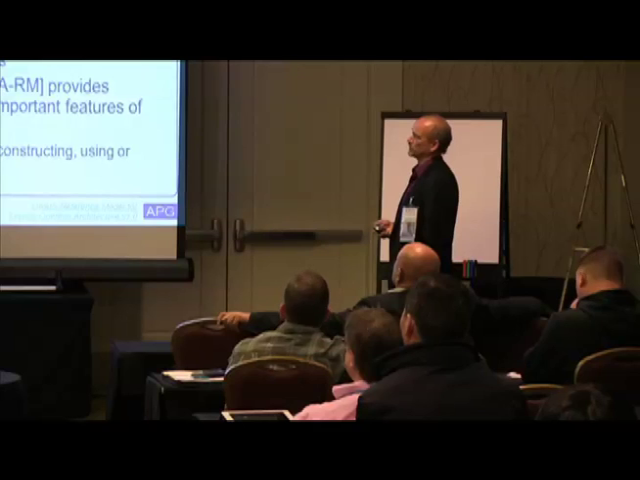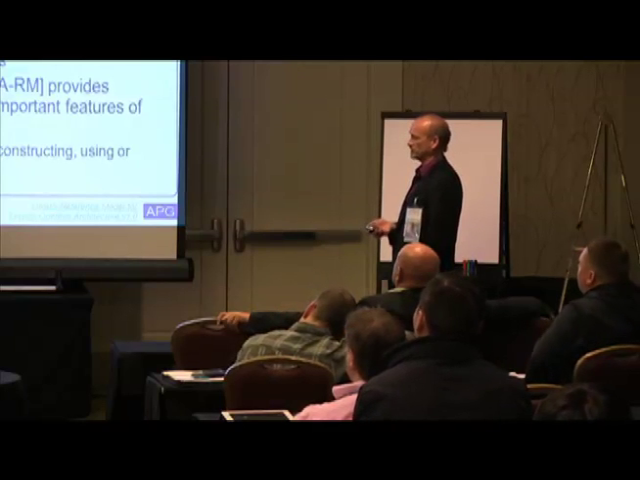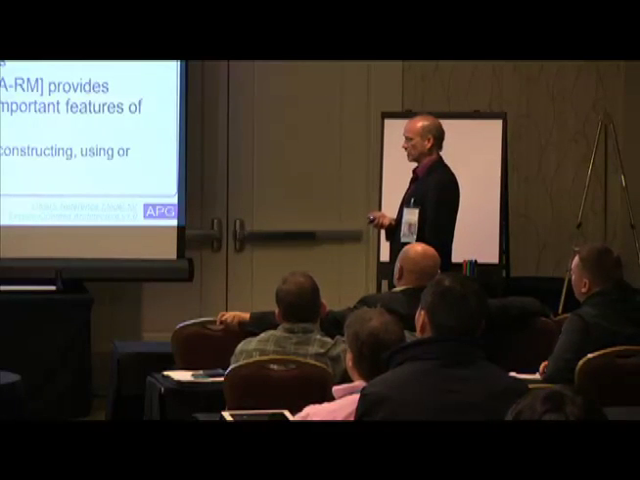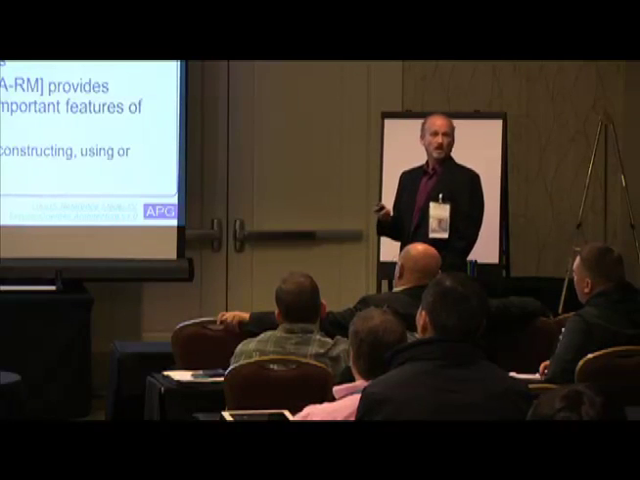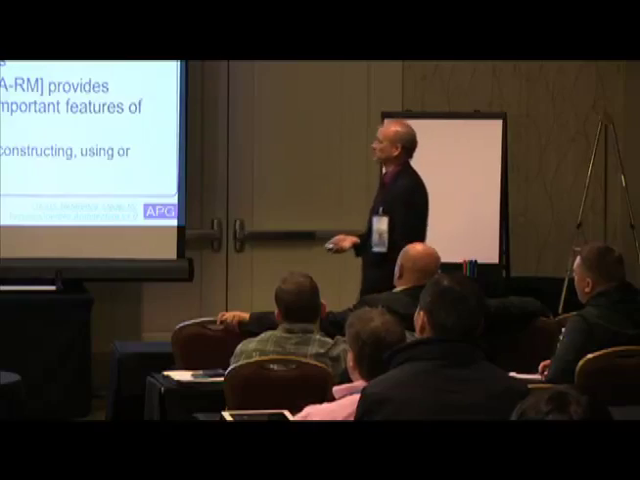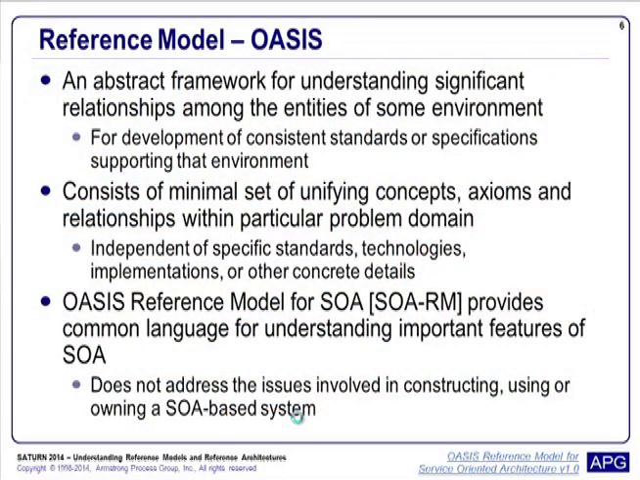But I thought it was pretty positive to see that at least OASIS had gone through some trouble to try to figure out what these things were and write them down. And the definitions, I think, are pretty easy. So a reference model is an abstract framework for understanding significant relationships among entities. For the use, it makes a lot of sense. For developing standards or specifications, it consists of a minimal set of unifying concepts and other things within a particular problem domain that's independent of standards, technologies, and other details.